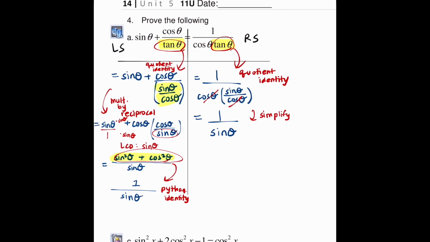And so I noticed that the two sides are equal, so I'll just do it the long way once. So since left side equals right side, therefore sine theta plus cos theta divided by tan theta equals 1 over cos theta tan theta is true. So that's my long way.